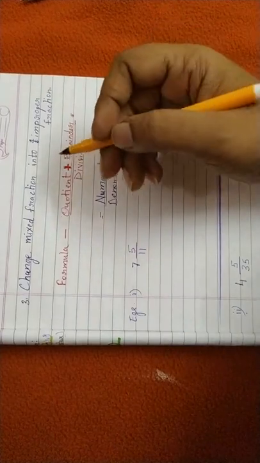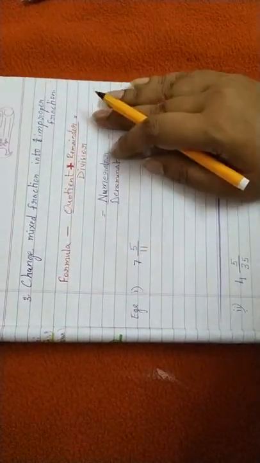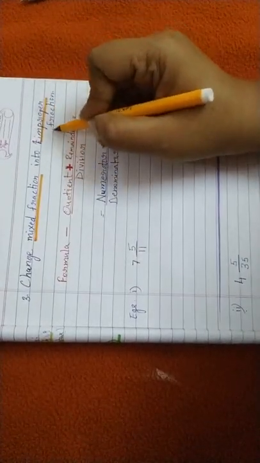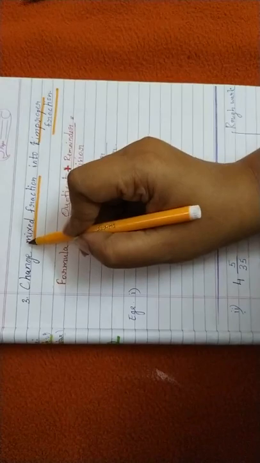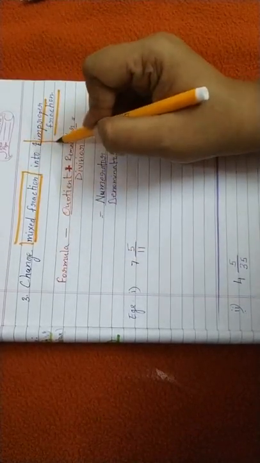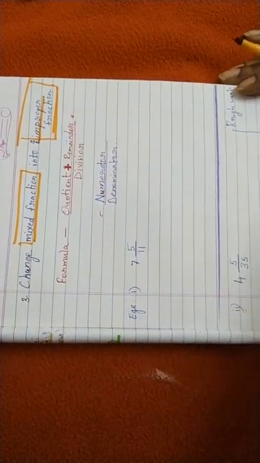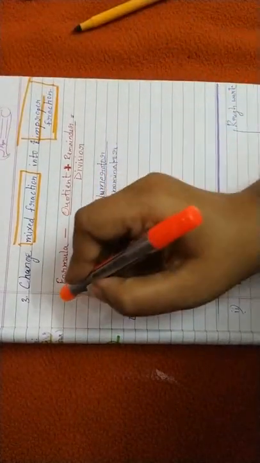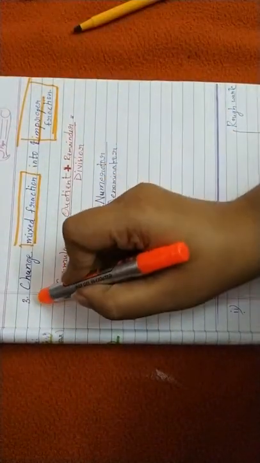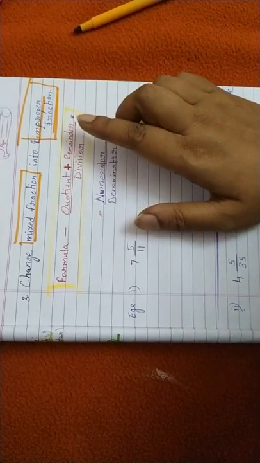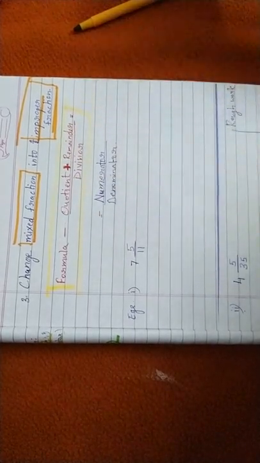Now, children, after how to change improper fraction into mixed fraction, now we will see how to change mixed fraction into improper fraction. Is it clear? Now, again you have to remember one formula. And what is that formula?